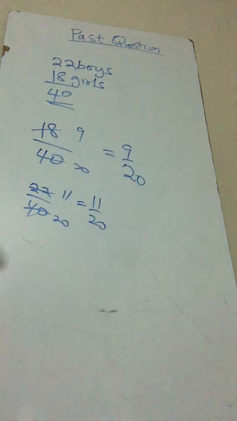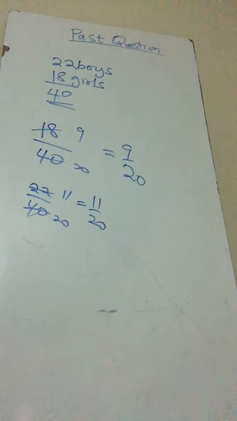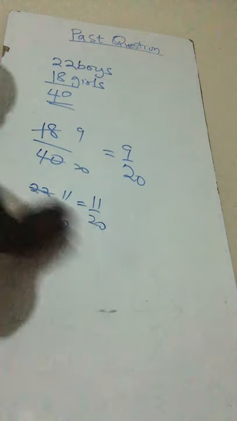But this question, they asked us a girl. The girl is 18. So 18 over 40. So you divide both sides by 2. You get 9 over 20. Good. So the answer is C for number 9.